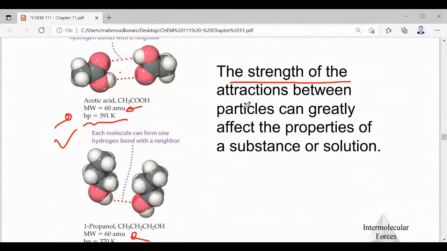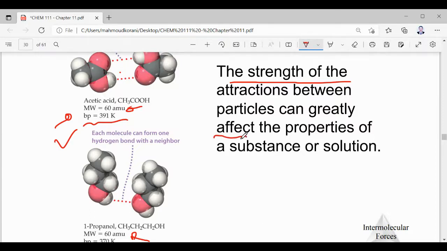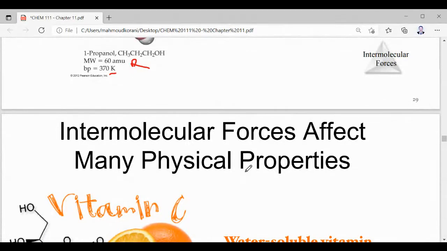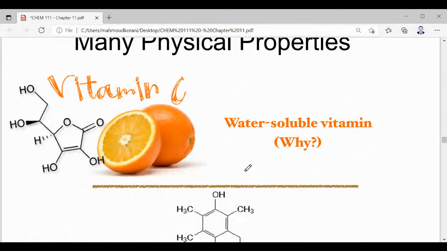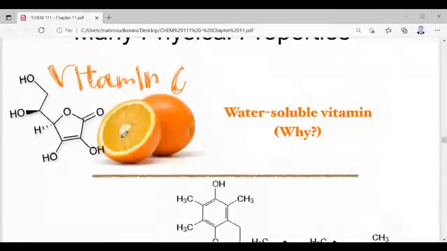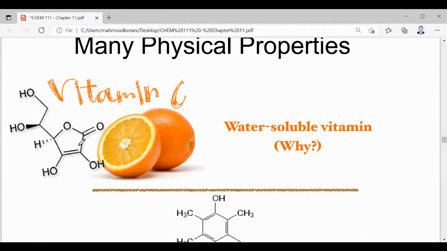The strength of attraction between particles or between molecules can greatly control the properties of a substance or solution, like, as I mentioned, the boiling point and the melting point and so on. As an example of the effect of hydrogen bonding, take water-soluble vitamins and water-insoluble vitamins. How? If you look at vitamin C, it's a very famous vitamin. We always use it in everyday life, in lemon or orange and so on.